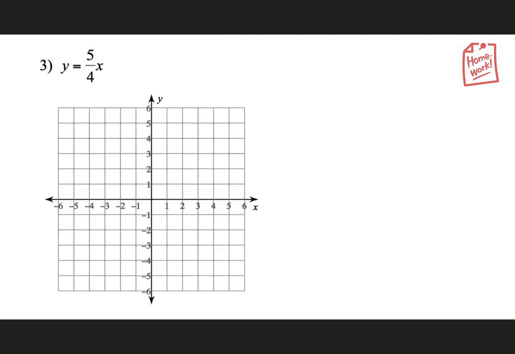All right, here's another example. So first thing I'm going to do is write down my y-intercept. So it looks like there's no y-intercept, but really we can write this as 5/4 x plus 0. So that means my y-intercept is going to be 0, 0.